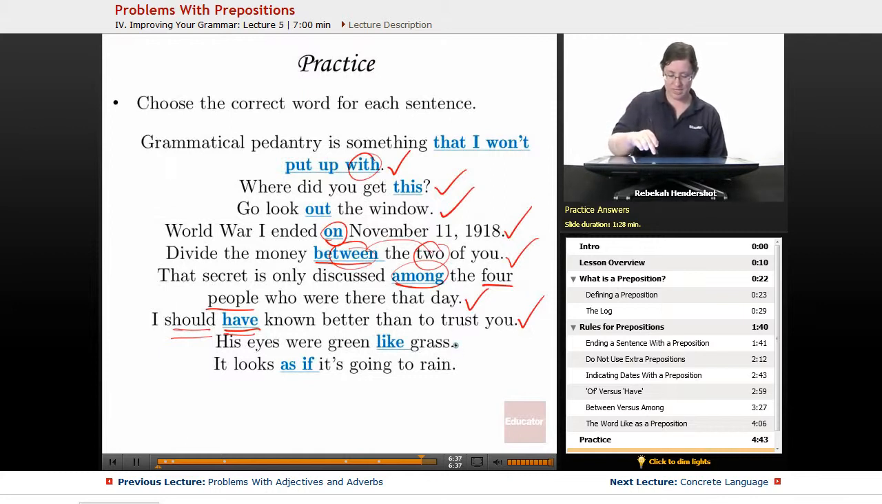Next, his eyes were green like grass. We're comparing his eyes to grass. There's nothing after like but the noun grass, so we can use like. But the next sentence, it looks as if it's going to rain. Subject, it. Verb, is going. We have a subject and a verb following the comparison, so we have to use as or as if. And that's all for this lesson.